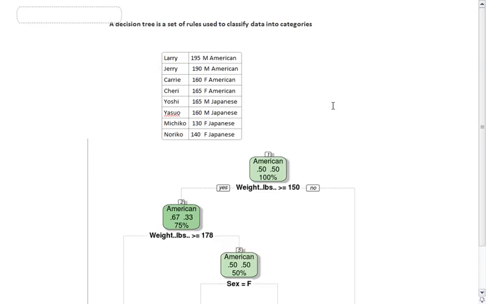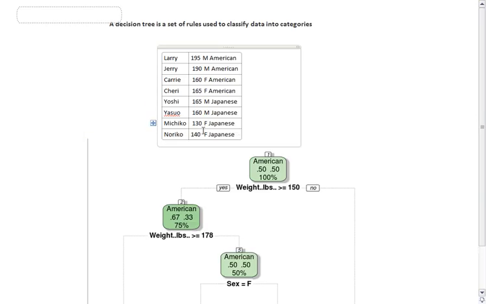Let's say this is a small data set we are taking, and we are trying to understand what the decision tree can do. Say the purpose here is to predict whether the person is American or Japanese based on these two variables, weight and sex, not the name. So what the decision tree will do is ask some questions of the two variables which we are taking into account, one is the weight and the other is sex. First it will ask whether the weight of the person is more than 150 or not.